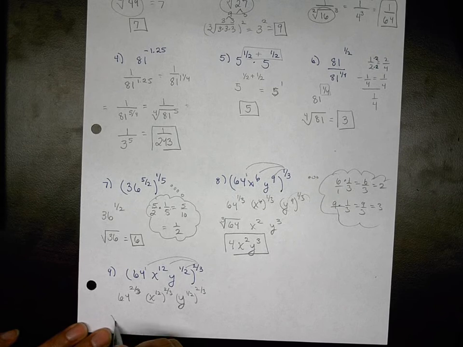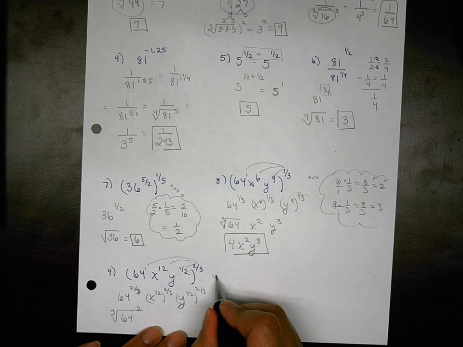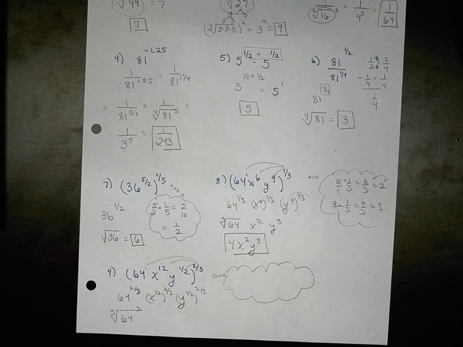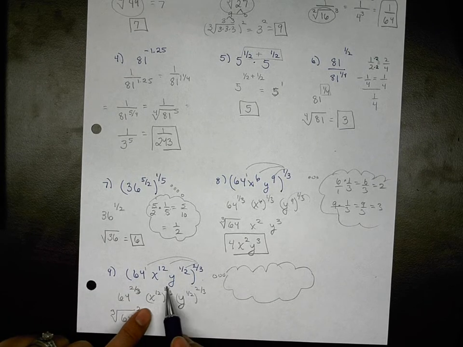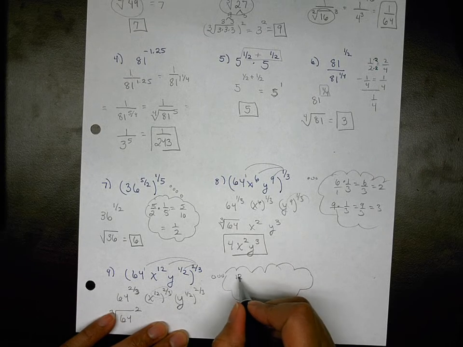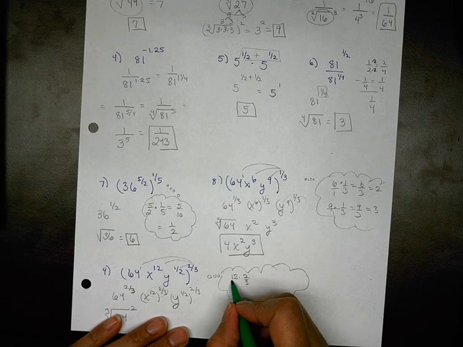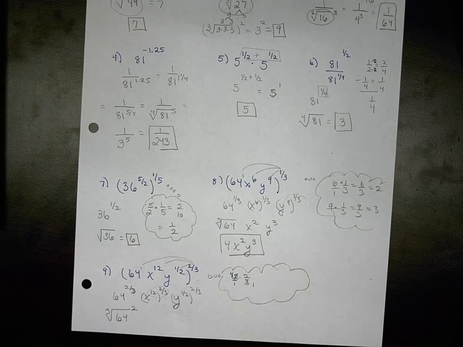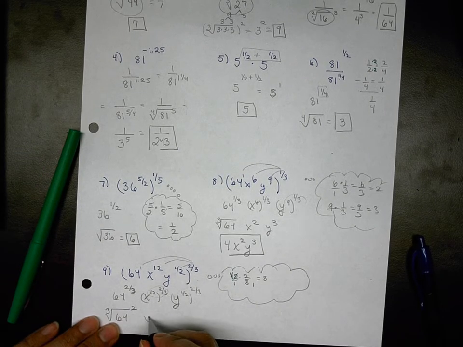Okay, radical 64, index is 3, power is 2. I'm going to put my little thinking bubble over here for my multiplication. You could do the multiplication in your head. I'm at least showing you the work. 12 times 2/3. I'm going to cross reduce this one because I haven't on any of the other ones. 3 divided by 3 is 1. 12 divided by 3 is 4. 4 times 2 is 8. So I have x to the 8th.